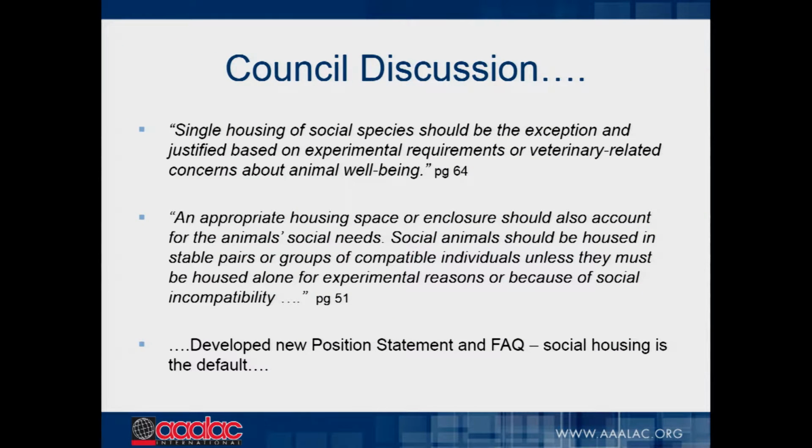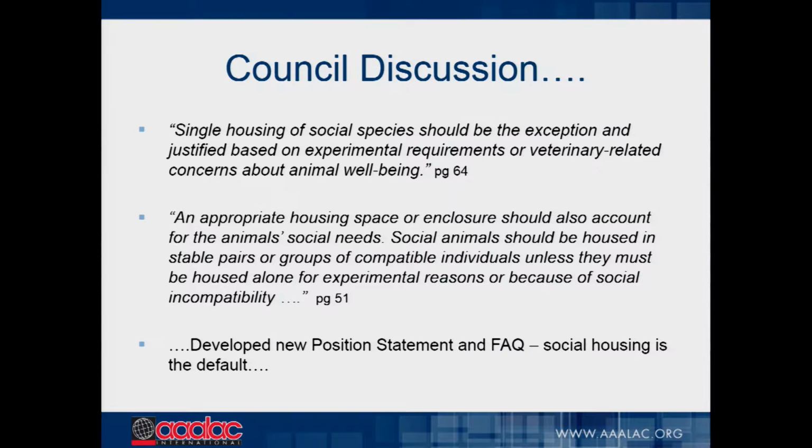There were several excerpts from the guide that sort of jumped out at the council in 2010 or 11 when we were looking at the new guide and saying, okay, what's it say? What new do we have to do when we evaluate programs? Single housing should be the exception, should account for the animal's social needs, housed in stable pairs or groups, compatible individuals, unless there's good reason for exemption. Again, not new language. So the council then developed what we call a position statement, which for AAALAC, we have relatively few of these.